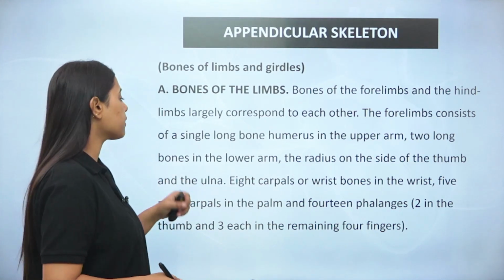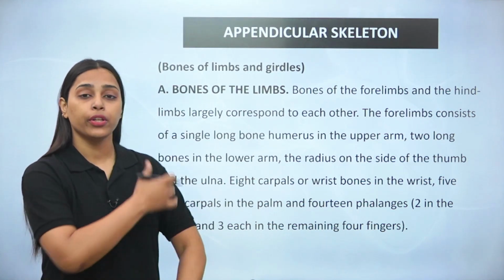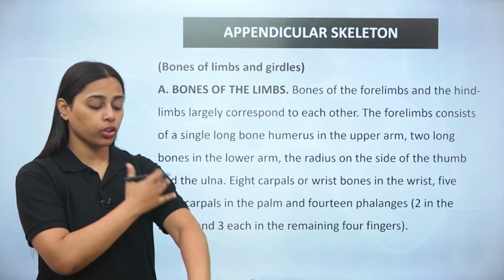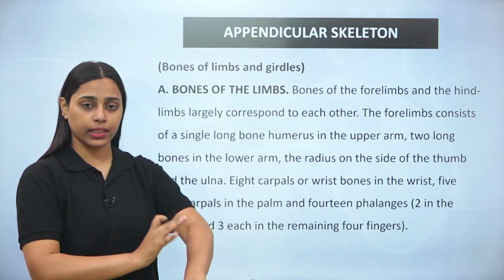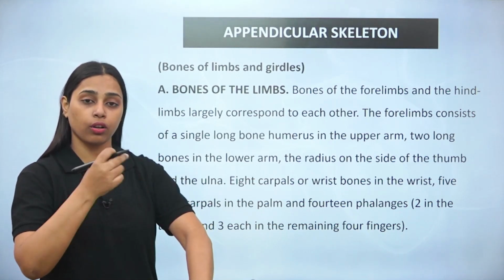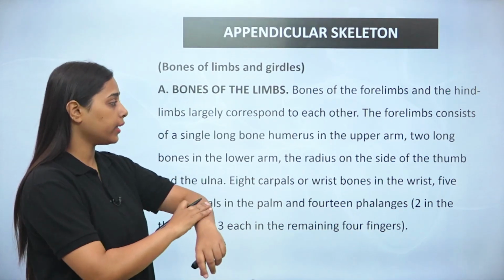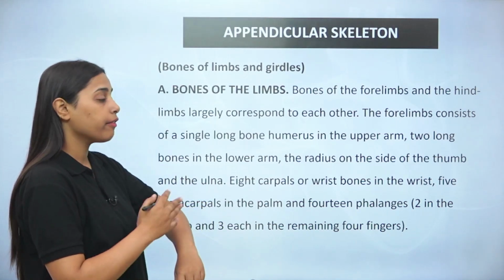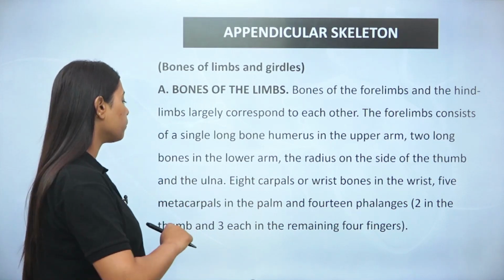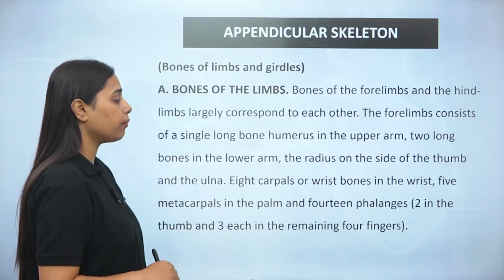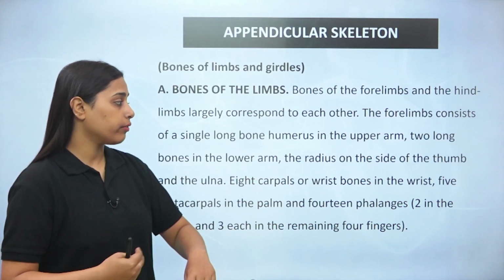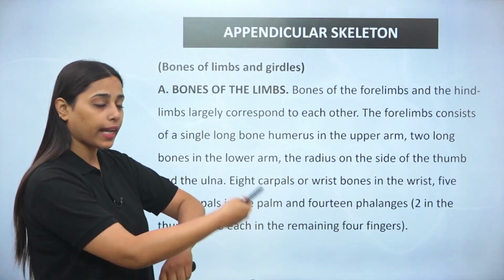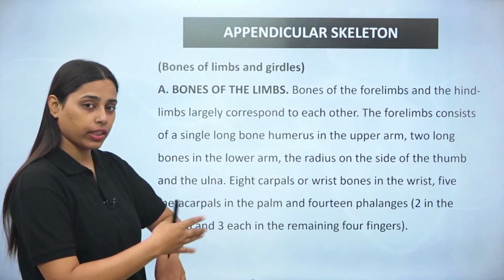The forelimbs consist of a single long bone, the humerus, in the upper arm. So your hand is divided into two parts, where the upper portion has a long bone, the humerus, and then just below it are two long bones again, which are the radius and ulna. These are present in the lower arm, the radius on the side of the thumb and the ulna on the side of the phalanges, that is the fingers only.